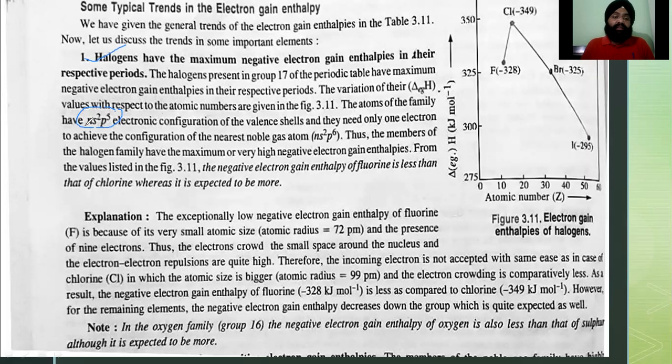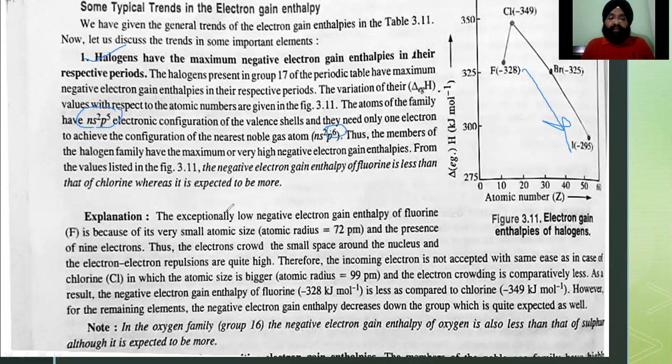Second, they have the general configuration ns2 np5. So they require only one electron to complete their octet, and they have a very high tendency to gain an extra electron. This is the general trend: it becomes less and less negative while moving down the group. And in any period, the halogens have the most negative electron gain enthalpy.